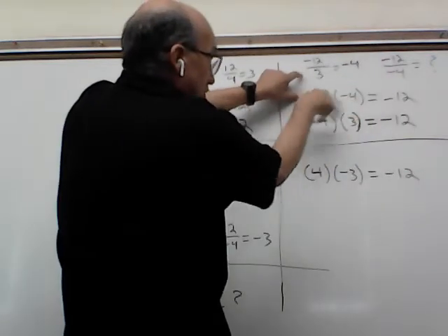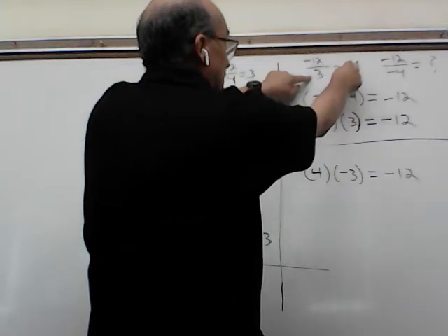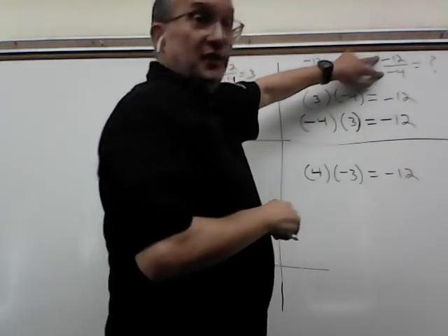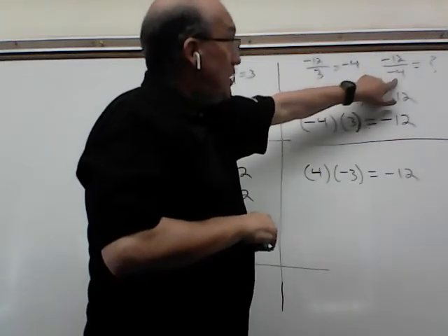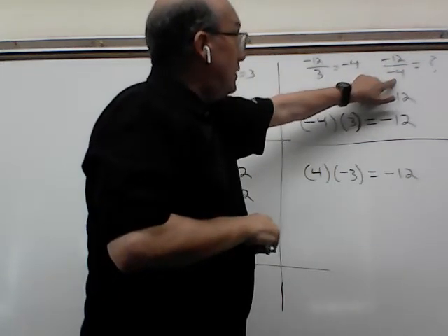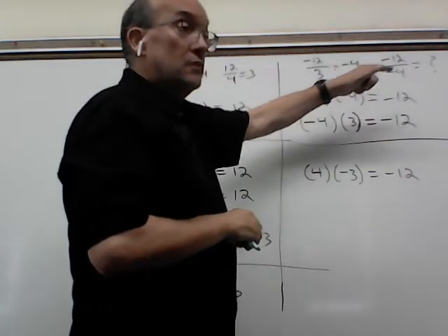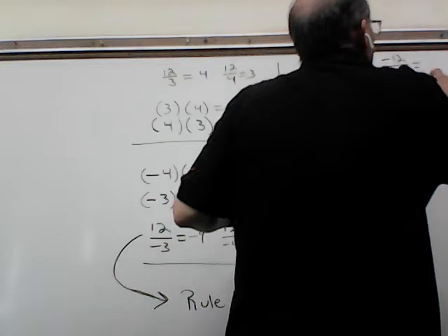And you can see that in these multiplication facts. 3 times negative 4, negative 4 times 3 is negative 12. This one is asking us, what do you multiply negative 4 by to get negative 12? And the answer is 3.